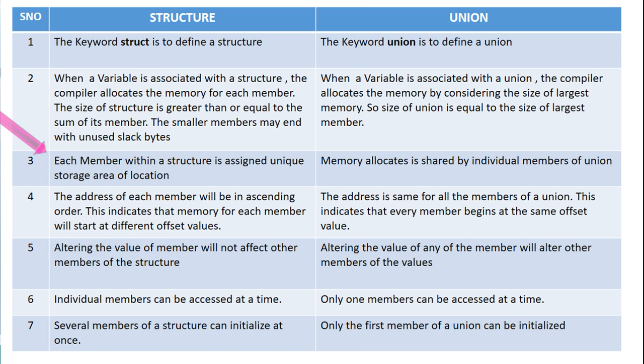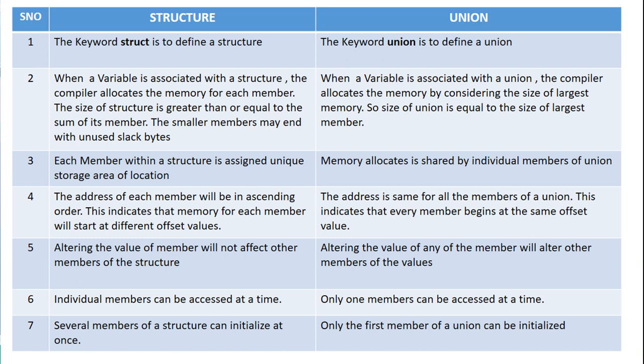Each member within a structure is assigned a unique storage area or location, as we have seen in the memory allocation of structure and union. So for each and every member a separate unique memory storage is allocated, whereas in case of union, individual members share the memory, so memory sharing is there.